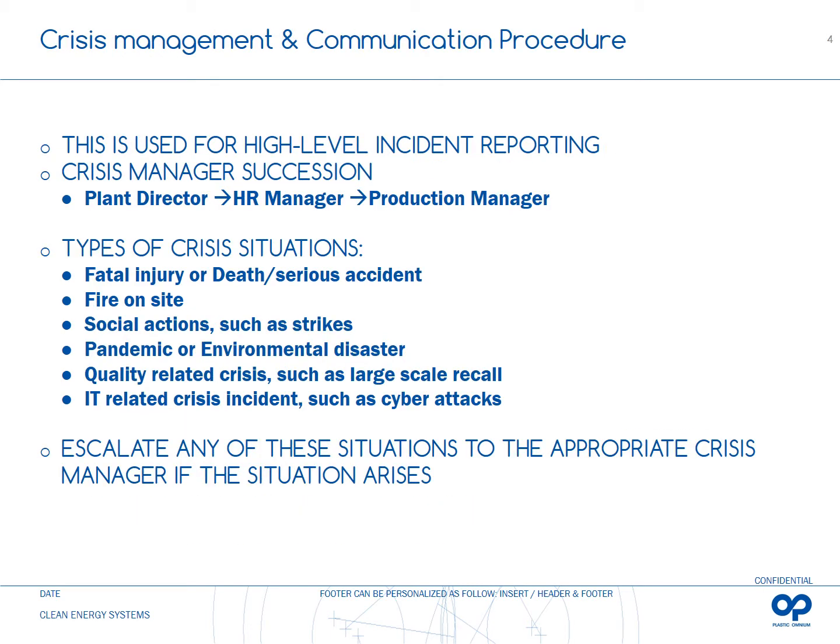The crisis management and communication procedure is used for high-level incident reporting. The crisis manager succession is plant director, HR manager, and production manager. Types of crisis situations that can occur are fatal injury or death, serious accidents, fire on site, social actions such as strikes, pandemic or environmental disaster, quality-related crisis such as large-scale recall, or IT-related crisis incidents such as cyber attacks. Escalate any of these situations to the appropriate crisis manager if the situation arises.